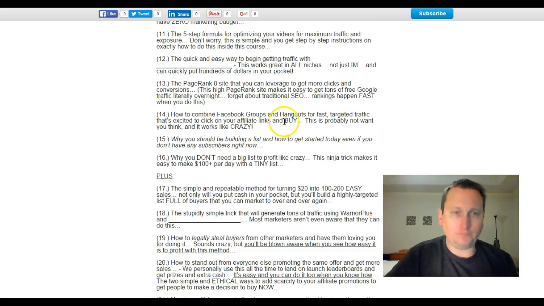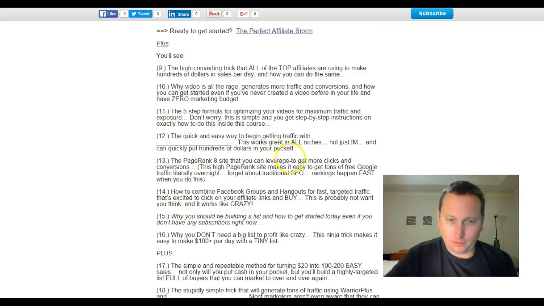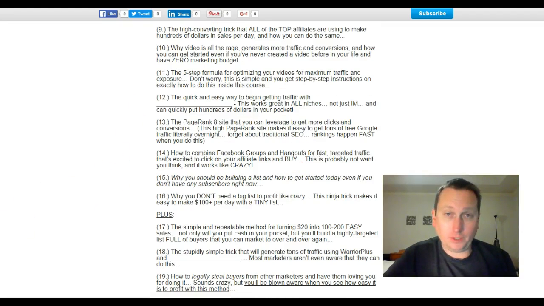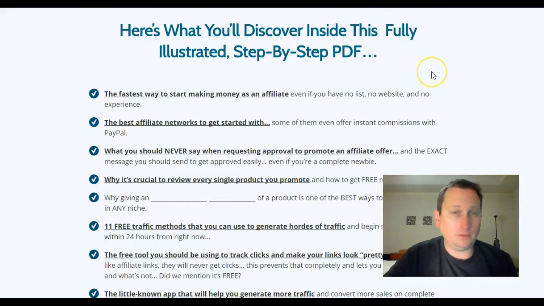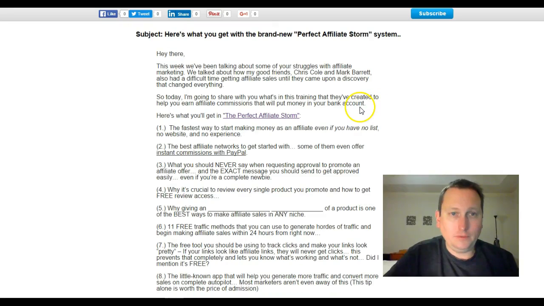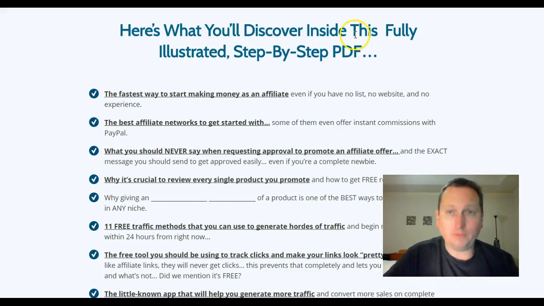So in this email, I told them everything that was in it. And how did I get that information? It was from the sales letter. And so again, this is email number 4. This was, in my case, the launch email that I sent out. And it says, here's what you'll discover. Okay, so if you go back and you look at my email, what did I title it? Here's what you'll get. Here's what you'll discover with the Perfect Affiliate Storm. Here's what you'll discover inside this fully illustrated step-by-step PDF.